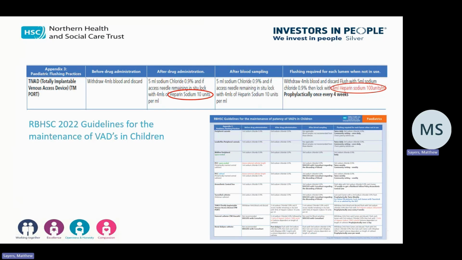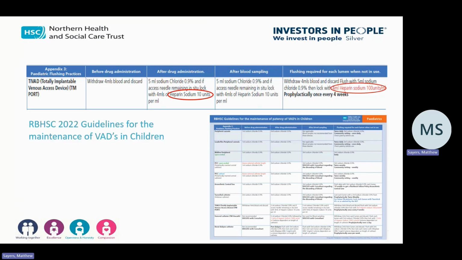The one thing that we really want to emphasize, hence it being circled here, there isn't any Northern Trust specific guidelines for CVADs, but it is widely accepted that we use the Belfast Sick Children's guideline. So on most of the areas you've got this large poster, but I've zoomed in on the one that's for the port. So it's reminding you, withdraw the 4 mils of blood and discard it.